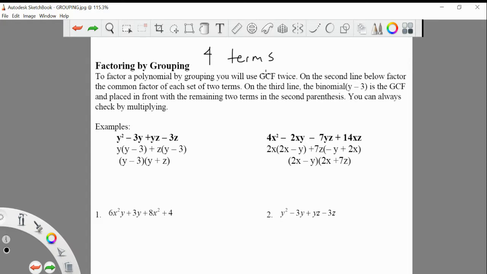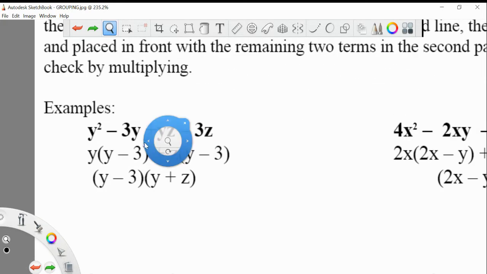And the reason we're learning this now is because, as you see here, we're basically just using GCF twice. Now, as much as GCF was easy, and this is also not too bad, this is very strange. So let's look at this example here.